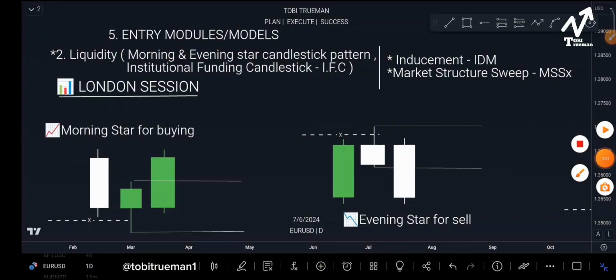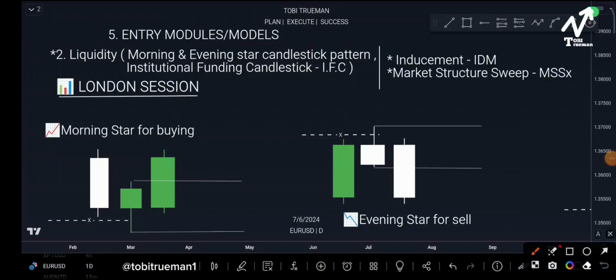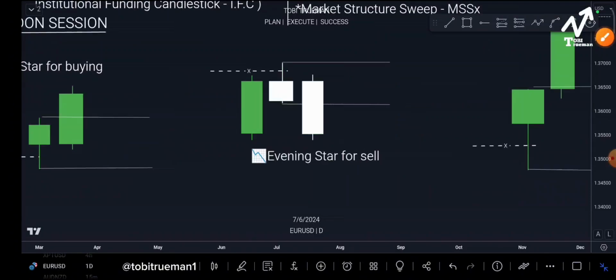Now let's look at our entry model type 2. The type 2 entry model is called what? Liquidity. And liquidity can come in different forms. Liquidity can happen when price takes out inducement. Liquidity can also happen when price does a market structure sweep. The whole market structure, price just sweeps it. Let me try to explain what I mean by that.